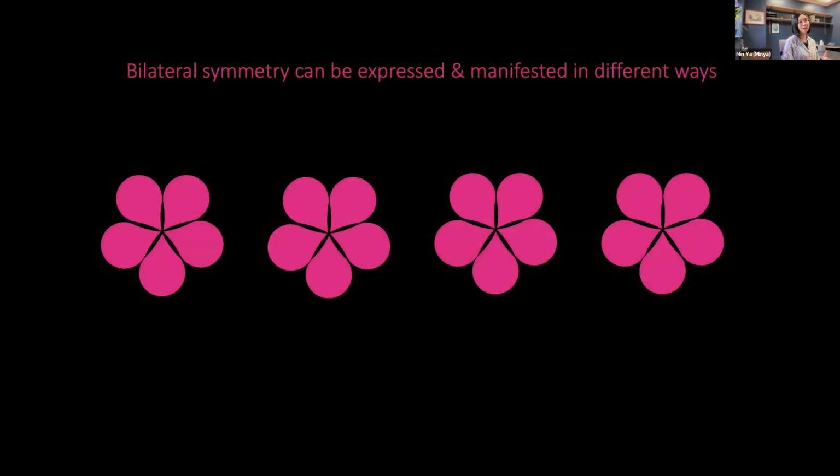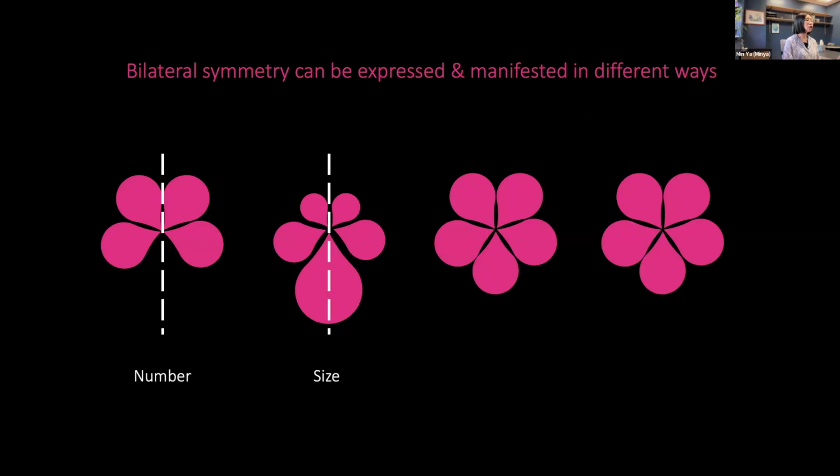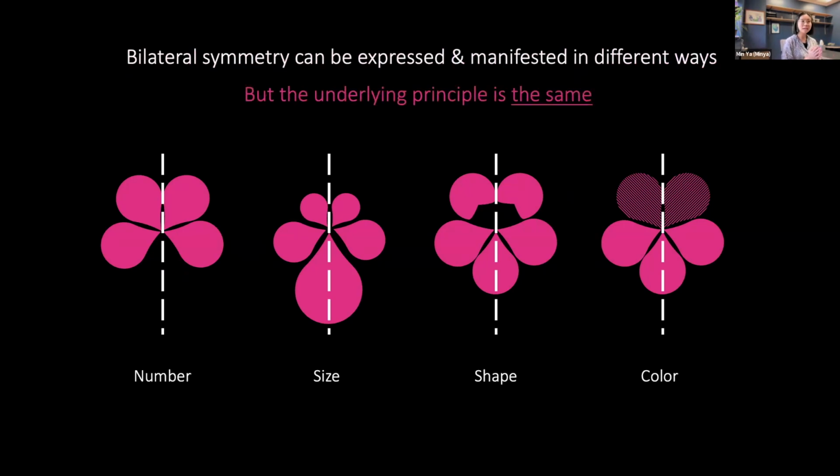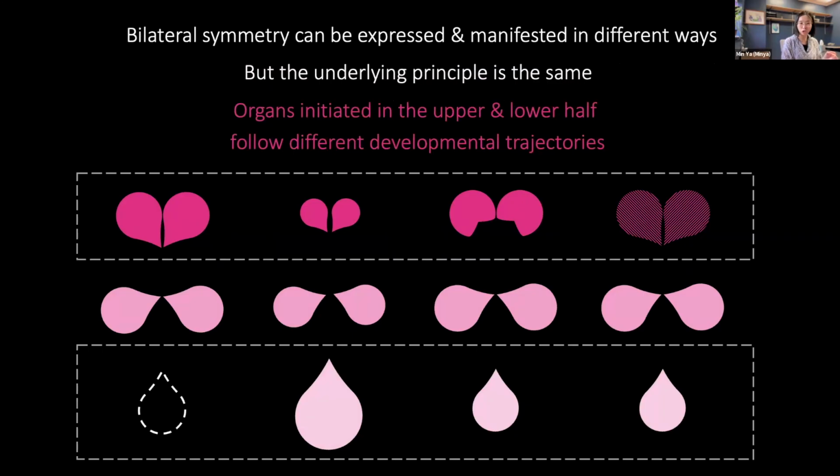From a developmental perspective, bilateral symmetry is also very interesting because it can be manifested in many different ways. For example, it can be changes in organ number, size, shape, color, or any combination of them. But no matter how the flower looks in the end, the underlying developmental principle in making one is the same. Having one plane of symmetry means that the left part and the right part of the flower are the same, right? But it also means the upper part and the lower part of the flower followed different developmental trajectories.